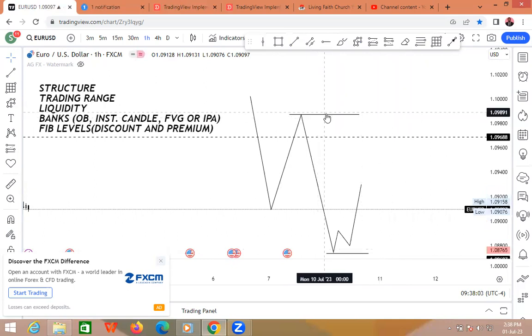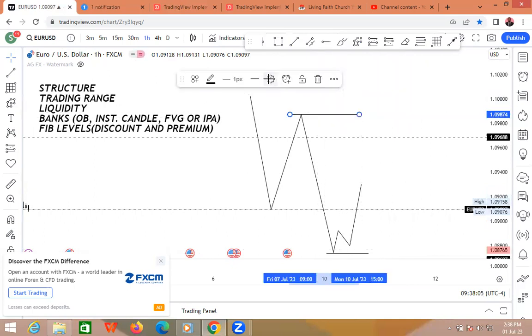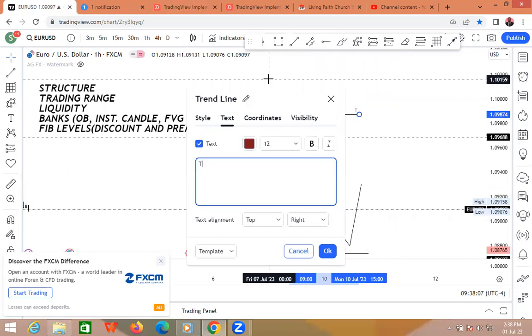So this is your top range. Most times I don't write all these things again, but this is how we started. Top range and then down range.